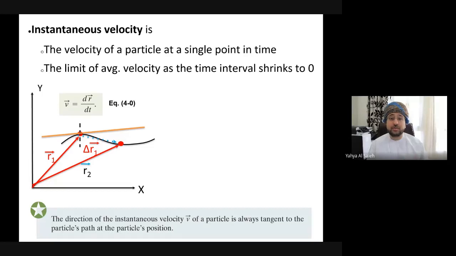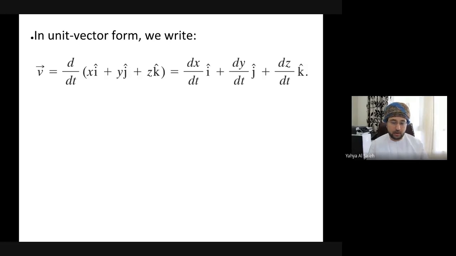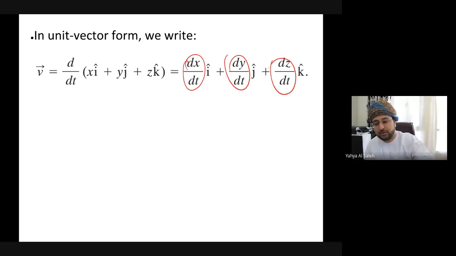Again, this is not something new. These are just definitions, extra words to things that we have already done. We already know these things. Only before we did dx over dt, now we do dr over dt. Same thing, more dimensions. In unit vector form, we write d by dt of x plus y plus z. And we end with this, dx by dt, dy by dt, dz by dt. Again, each one is a separate thing. We did this already before. These are the new bits.